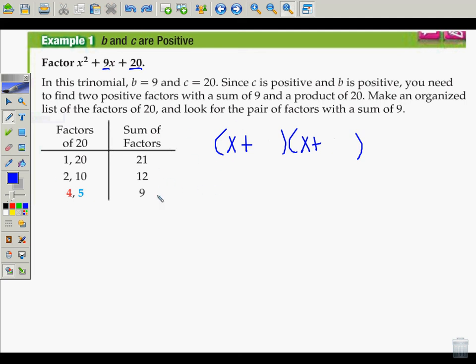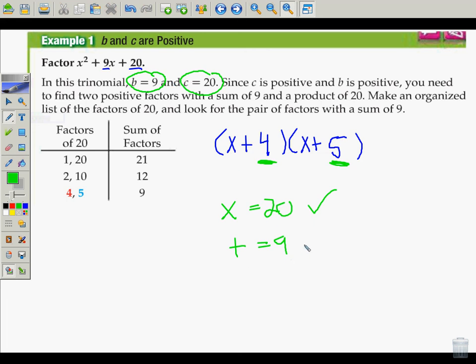4 times 5 would give me the 20 I want, because we know these two numbers have to multiply together to be c, and they have to add together to be b. So we have positive 4 times positive 5, which gives me the positive 20 I want. Do they multiply to equal 20? Yes, they do. And do they add to equal 9? 4 plus 5 is 9. That works out too. So that means this is going to be my answer.